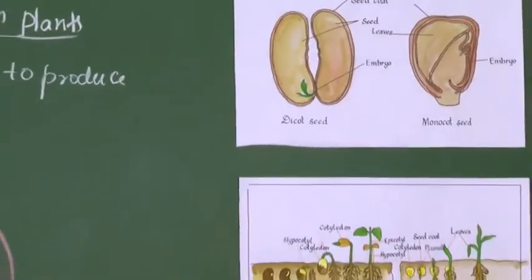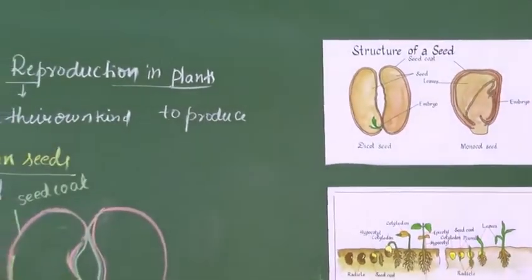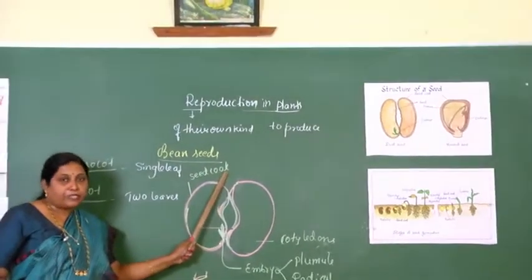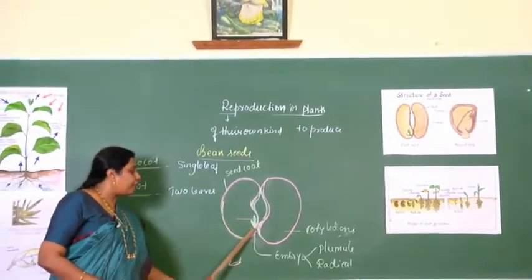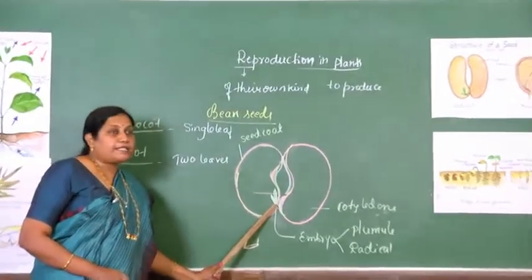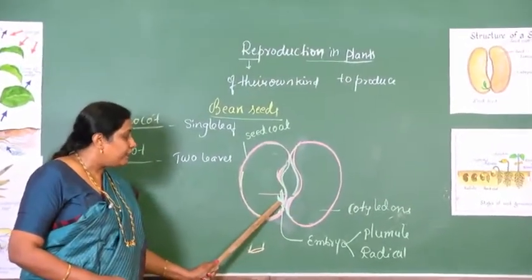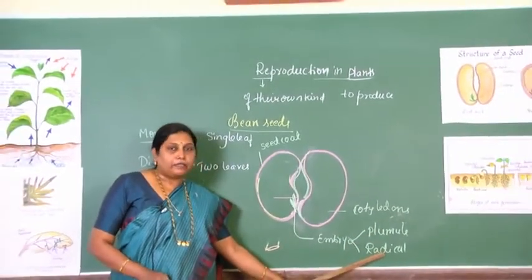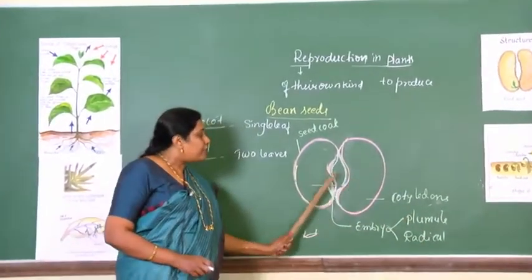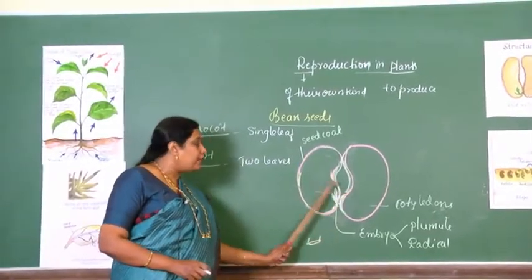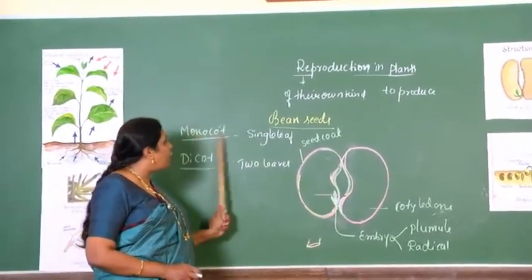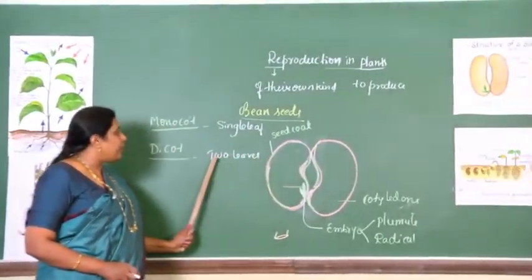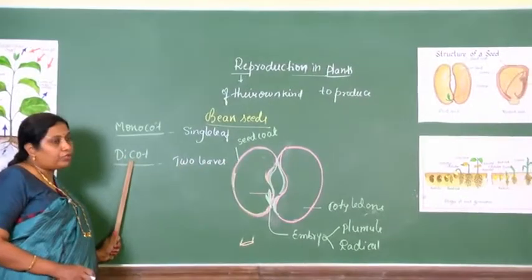Every seed has a protective covering called the seed coat. Inside that we can find an embryo, which is the developing part of a seed. This embryo consists of the plumule and the radicle. So if the seed has a single leaf, then it is called a monocot. If the seed has two leaves, then it is called a dicot.